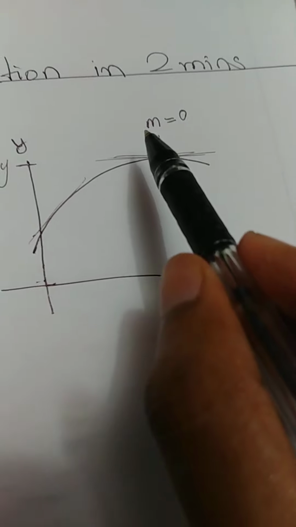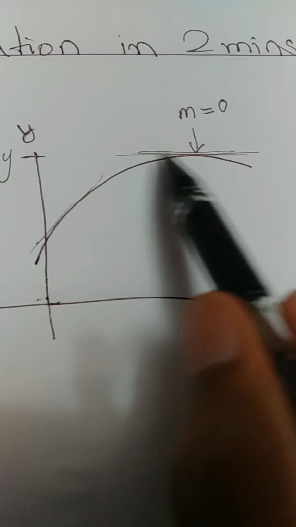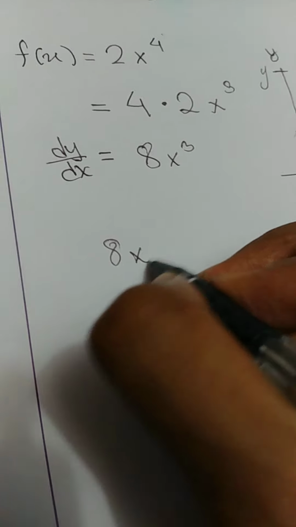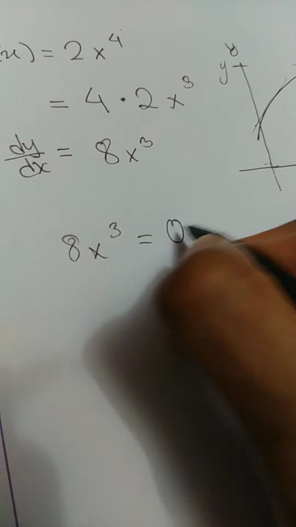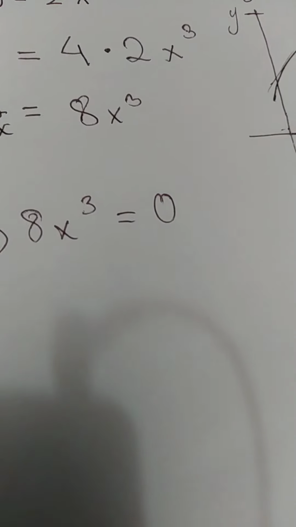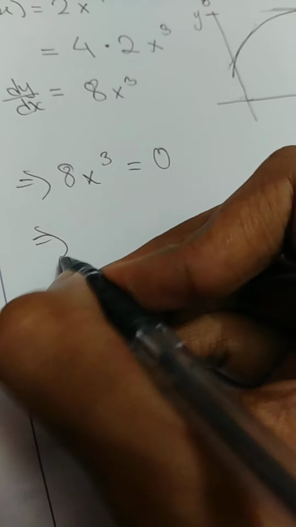point in the function, the x, y coordinates that represent a flat gradient. So for that we have to set this equal to 0, because we want to find where the gradient is 0.